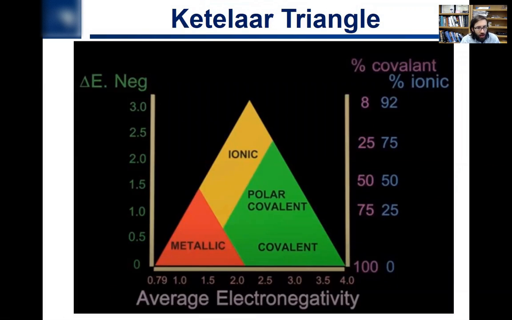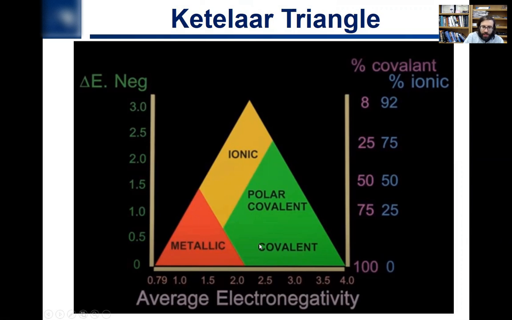So how do you actually put this all together? It's through a really nice schematic, which is this triangle right here. And what this triangle shows you is basically these four different types of compounds, well, three or four, depending on whether you break up polar covalent and non-polar covalent in your head, and where they are in this space. And the space is the delta electronegativity, which is what we've talked about so far, but also the average electronegativity of the two elements.